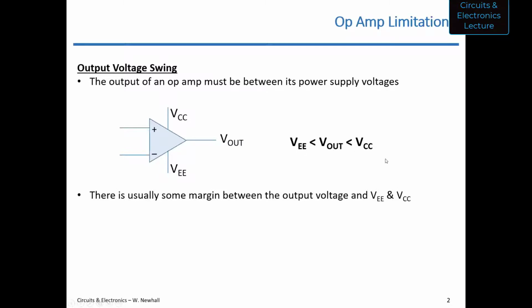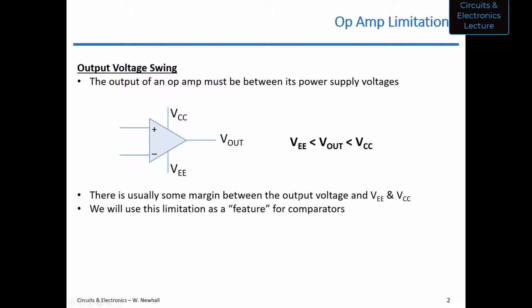For more expensive, more sophisticated op amps, you can get almost to the voltage rails, they're called, right? These are voltage rails because you're bound between those rails. You can get really close. They're called rail-to-rail op amps, maybe within millivolts. And I mentioned we're going to use this limitation.